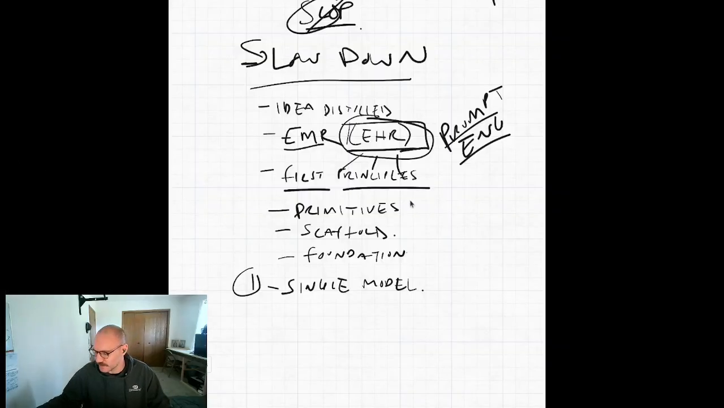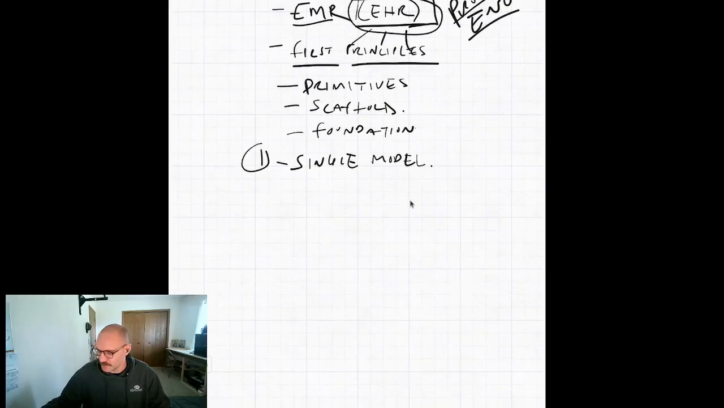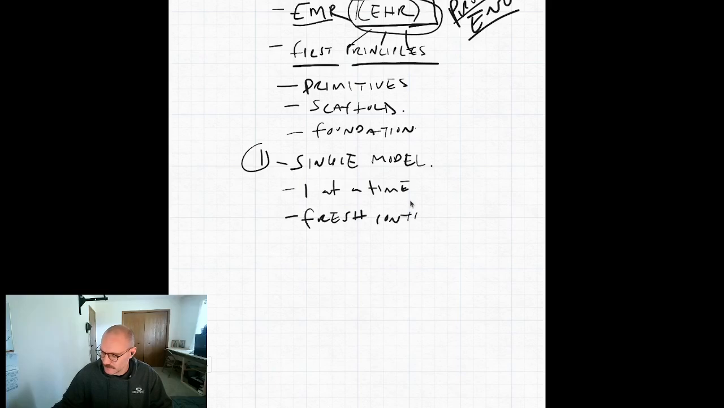Why this is important is single model, one at a time. It gives us a fresh context and fresh eyes. Each model and their weight are going to have a different approach to the solution. And those different approaches, especially at the broadest level, are going to impact the final output. We want fresh context.